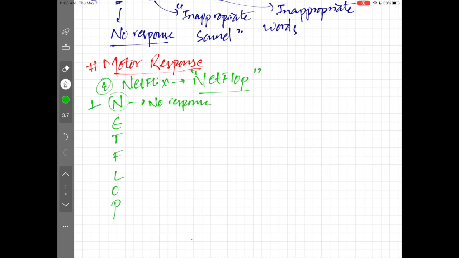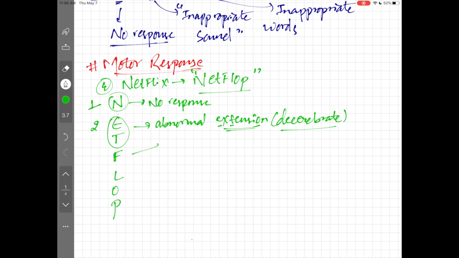score of 1, right? ET means abnormal extension. So abnormal extension, as we have already understood, that is the decerebrate posture. ET means extension, this is score 2. For F, which is flexion, we have 2 types of flexion. One is abnormal flexion, and next is normal flexion, right?